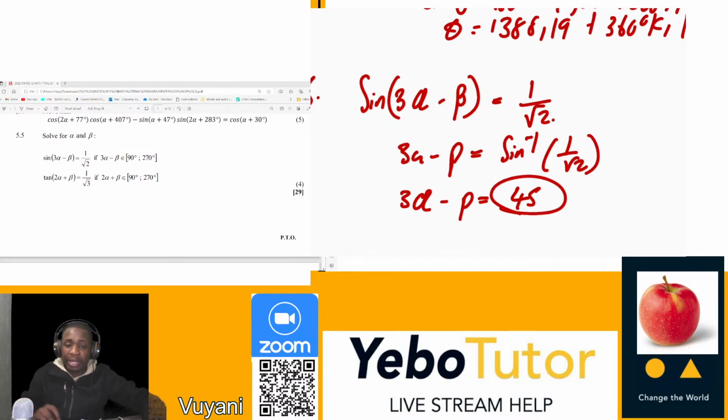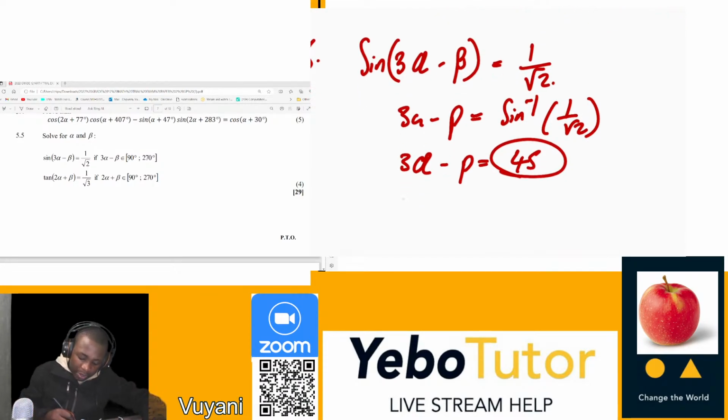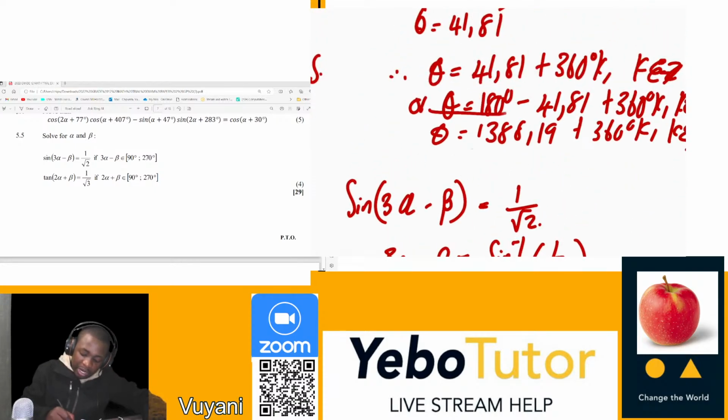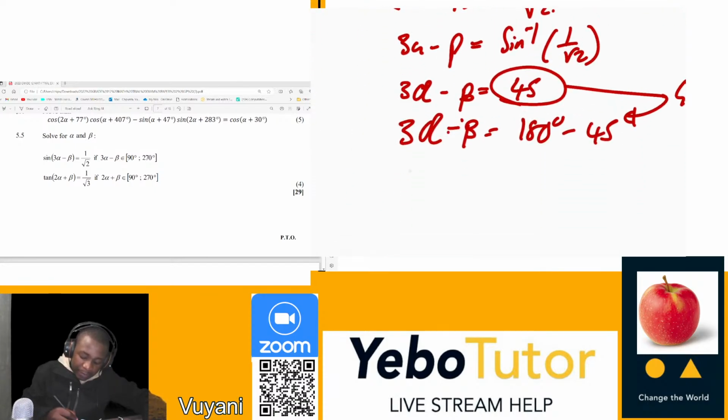But now looking at our bracket, we have to expand that. So now we have 3 alpha minus beta equal to 180 degrees minus our 45, which means we are using the second part of the general solution, the one for 180 degrees. Then we can literally say that our 3 alpha minus beta is equal to 135, and this is our equation number 1.